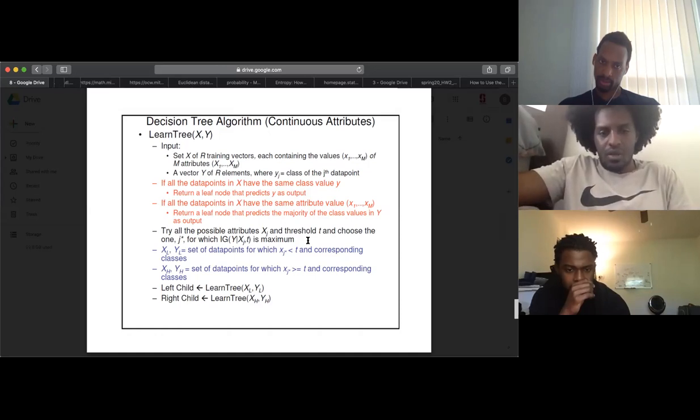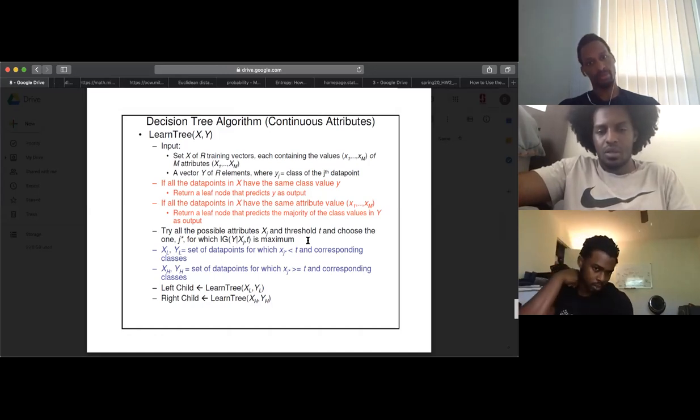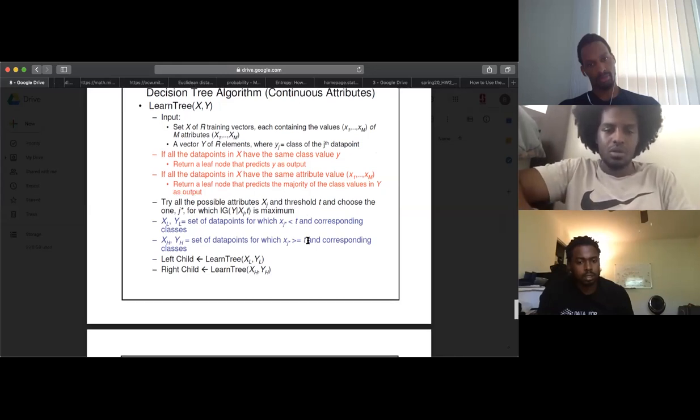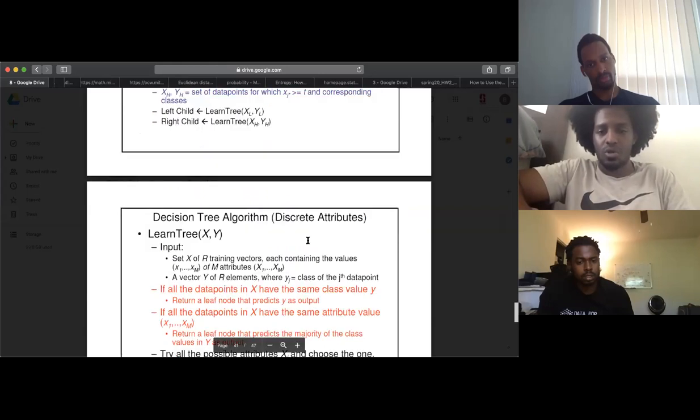So x_L and y_L is the set of data points for which x_j is less than t, so the left side of the tree, and then x_H and y_H are the set of data points for which x_j star is greater than or equal to t, so that would go to the right. And then you recurse by calling left child, learn tree, and then right child, learn tree with the subsets, and eventually return the whole tree, the root node.